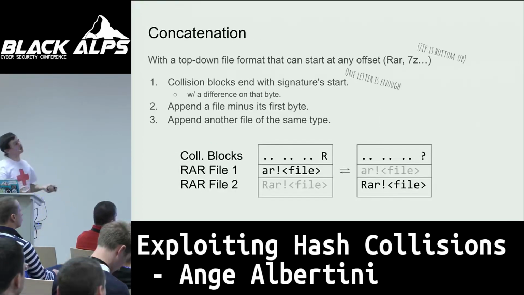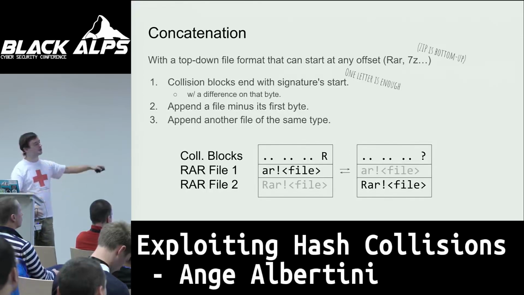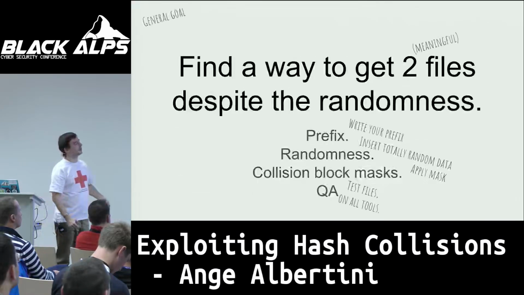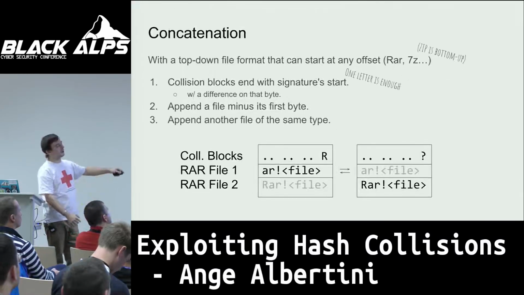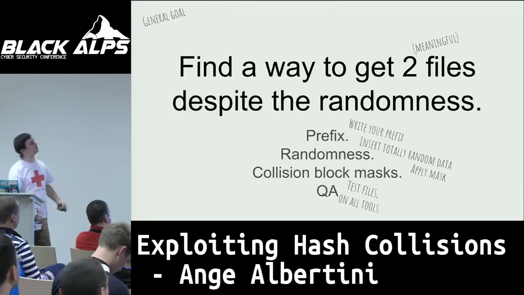Now, another trick that we also use is when you use a file format that is parsed top-down, like RAR or 7-zip, and you just concatenate them, and make the collision block start with the magic. Then if there is a difference there, in one case it will disable the magic of the first file, and therefore it will see the second file. Simple trick, but worth mentioning because it works in the end. And in this case, you need to have some control or brute forcing on the final byte of the collision blocks. So the goal of all this is to find a way to get 2 meaningful files despite the randomness.